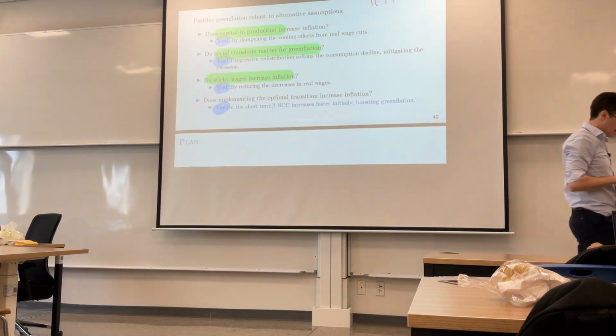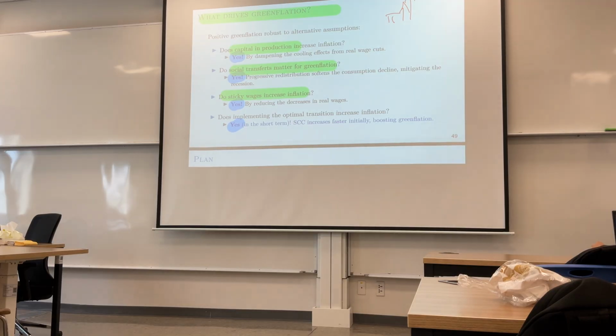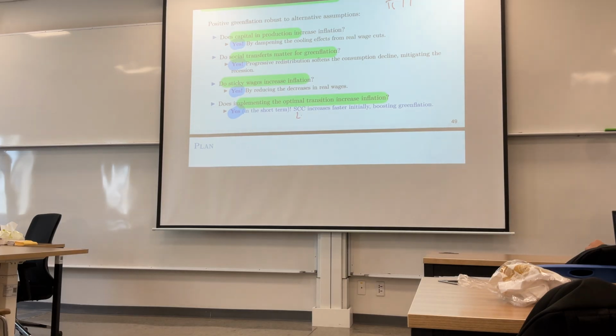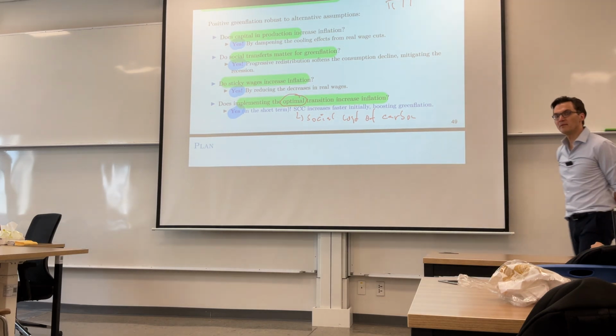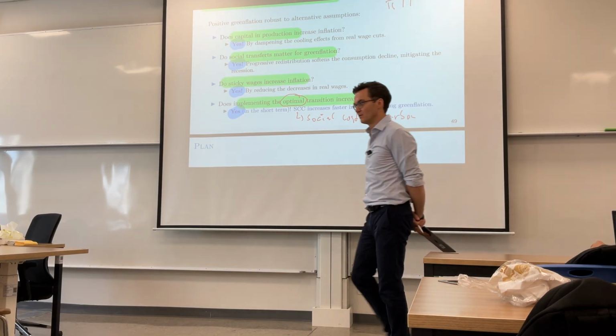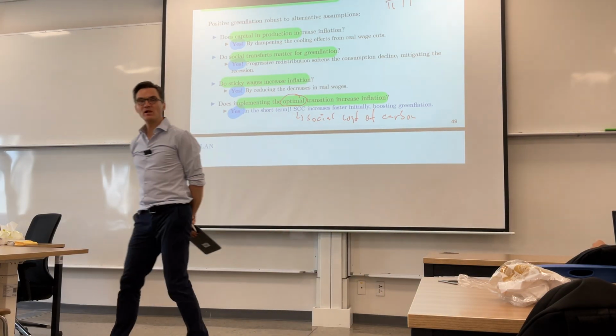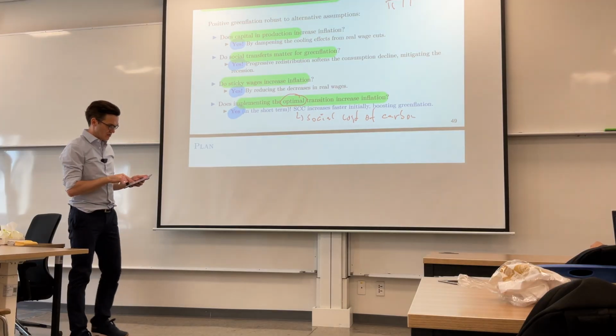And then finally, they also look at what's called the optimal transition. So that is the SCC, the social cost of carbon. So the idea is they're looking into the welfare maximizing transition. What is the welfare maximizing transition? So how can I explain that?